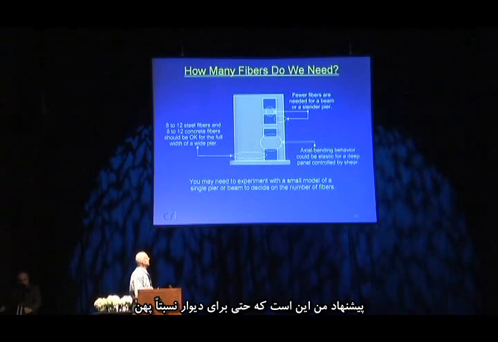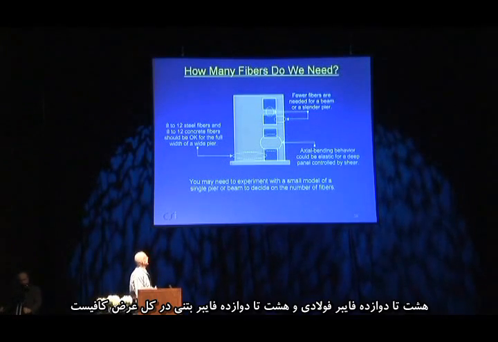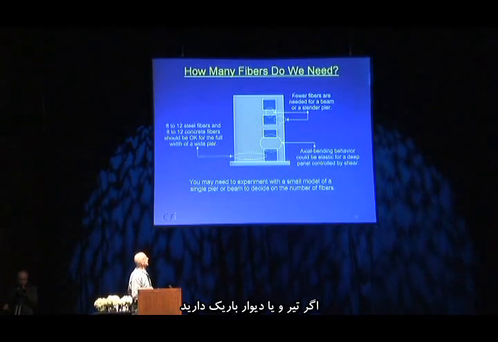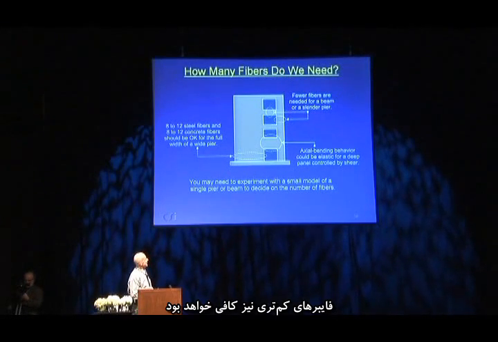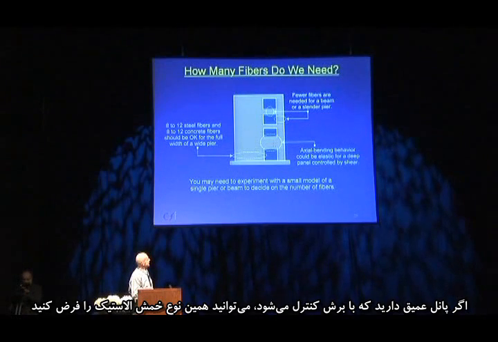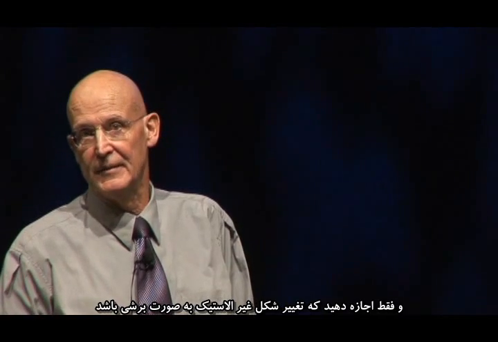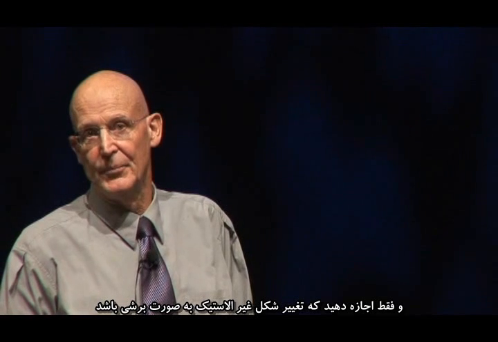I would suggest if you've got even a pretty wide pier, that 8 to 12 steel fibers and 8 to 12 concrete fibers over the complete width would be sufficient. If you have a beam and a narrow pier, then fewer fibers would be sufficient. And if you have a deep panel which is controlled by shear, you might as well assume it's kind of elastic in bending and just let the inelastic deformation be shear.